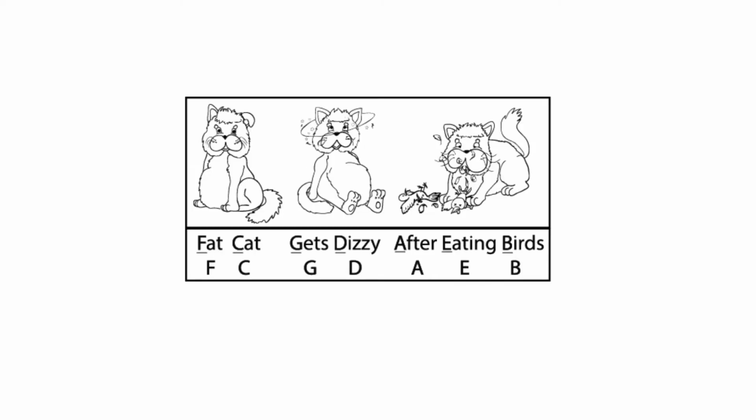We always find that mnemonic devices are very helpful for memorizing notes in fifths. Check out this mnemonic device on the screen now. The mnemonic device reads, "Fat cat gets dizzy after eating birds," which shows the natural notes in fifths: F, C, G, D, A, E, and B.